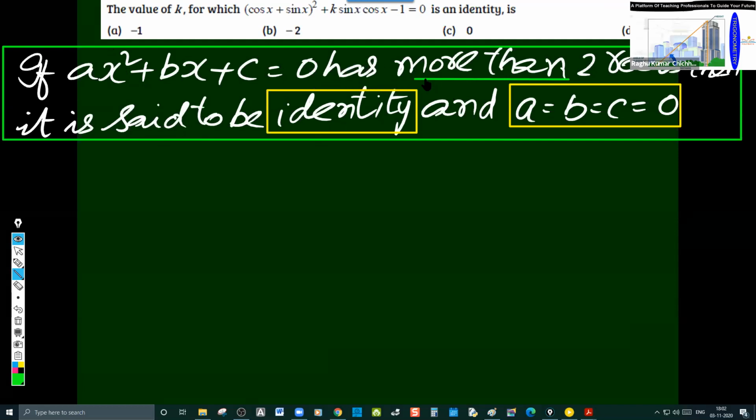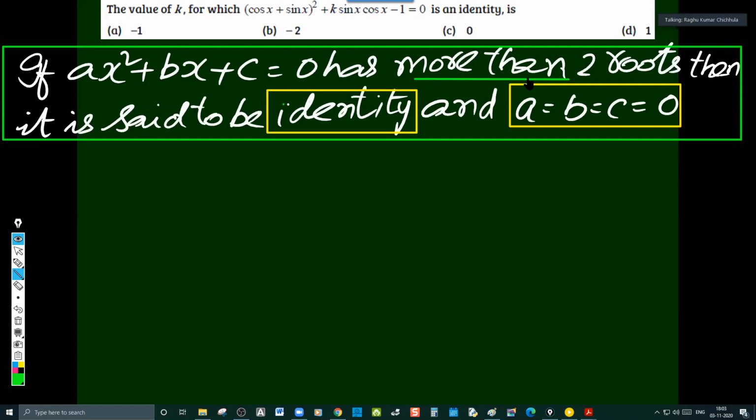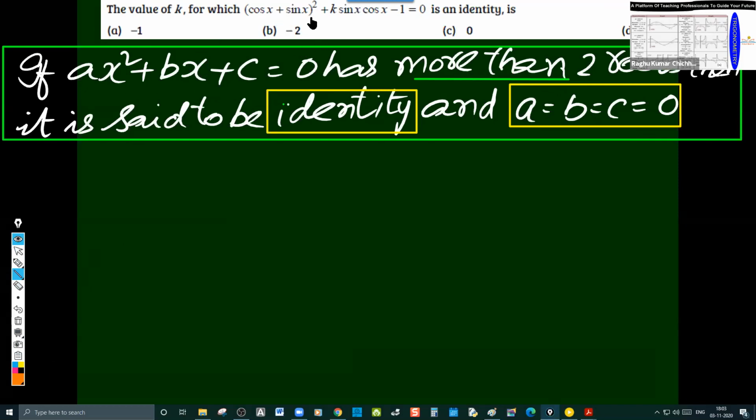Then this statement changes like this. You tell me the change in the statement now. If ax^3 + bx^2 + cx + d = 0 has more than 3 roots, then all the coefficients will be 0. Similarly, an nth degree polynomial will have a maximum of n roots, and if you have more than n roots, then also all the coefficients will become equal to zero. This is the meaning of identity. I hope you understand what I'm saying, both of you. If you confirm, I'll move on to the problem. Yes, sir.